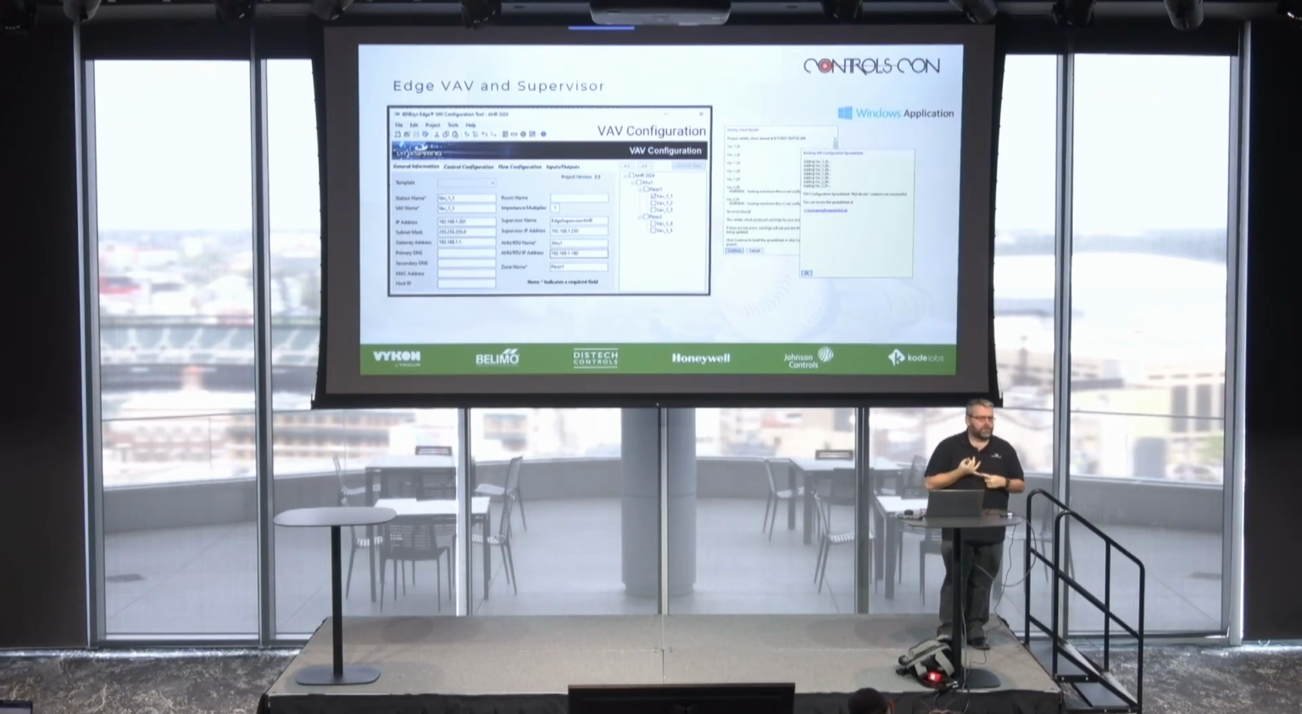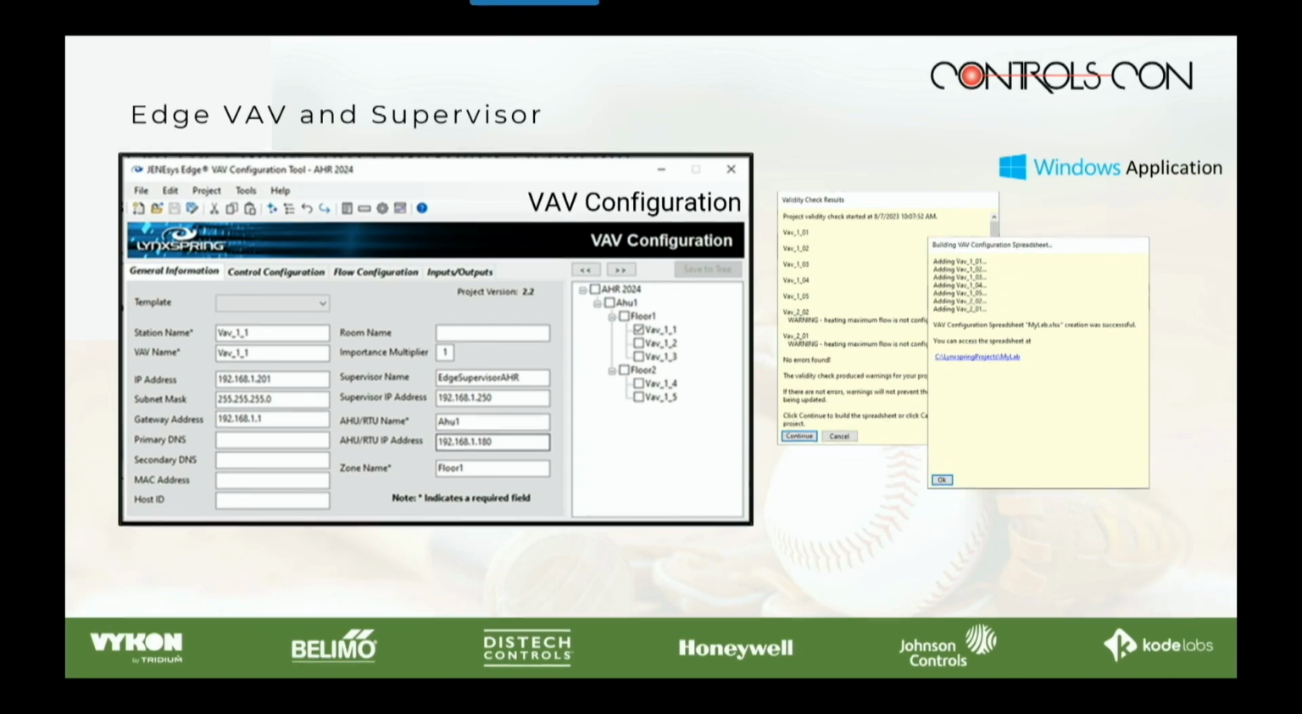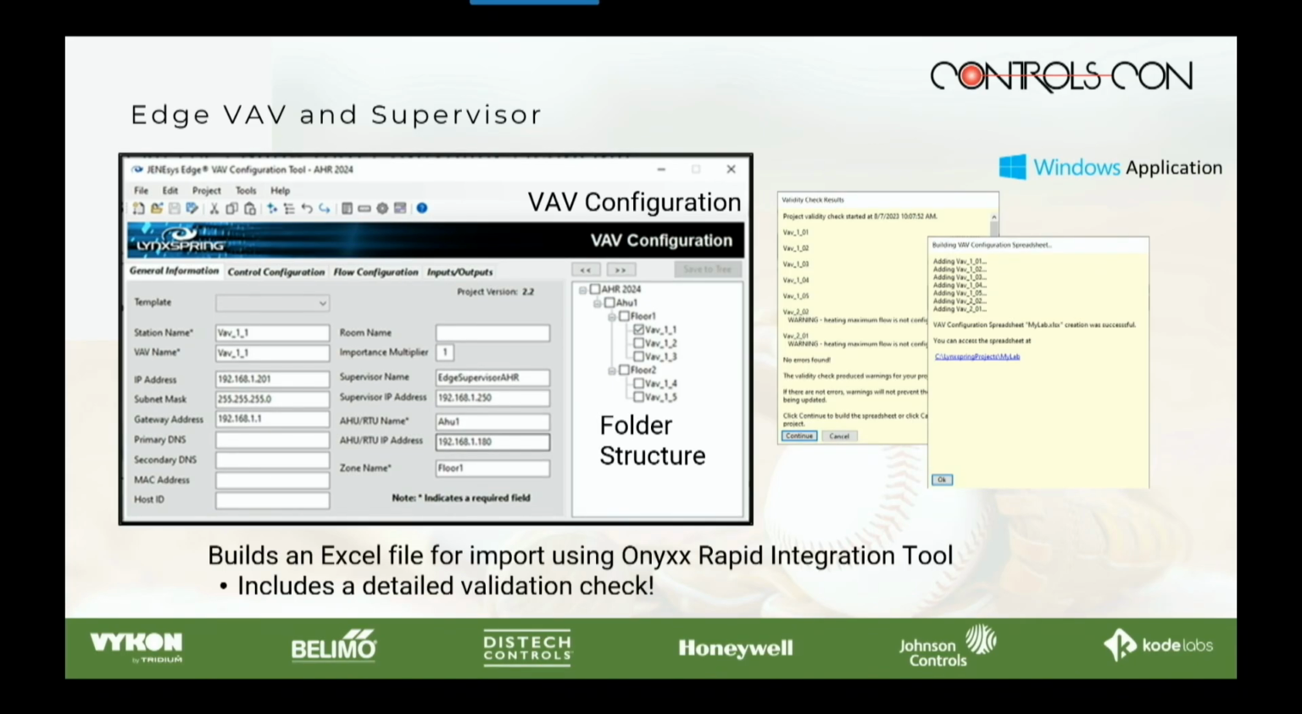We offer 27 different types of VAVs, from your fan-powered series or parallel fan using the ECM motor, and up to 3 additional stages of electric heat. Then we have the folder structure that you see here that brings out the air handler, the respective floor, and then the VAVs underneath. And that Excel file is what we use to import to the supervisor station.